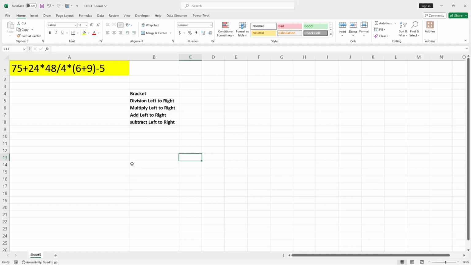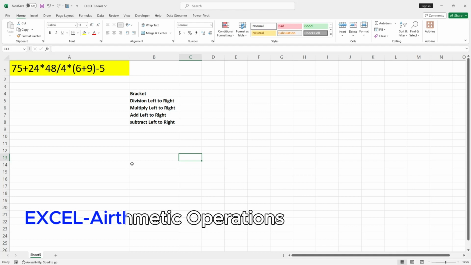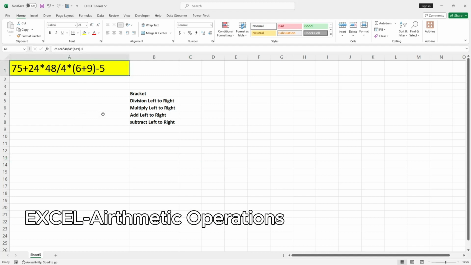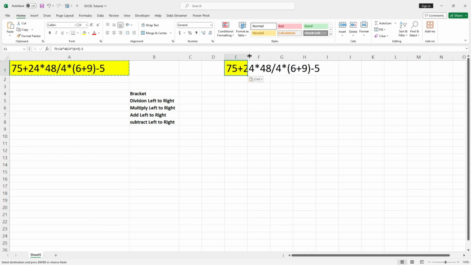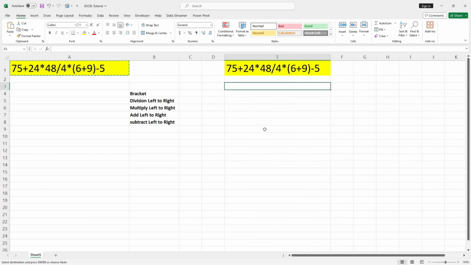Let us see how Microsoft Excel will use the arithmetic expression whenever you have given some data. This is the data which I have given as a sample, and I will copy this same data here. And let us see how Microsoft Excel will use this data to calculate.